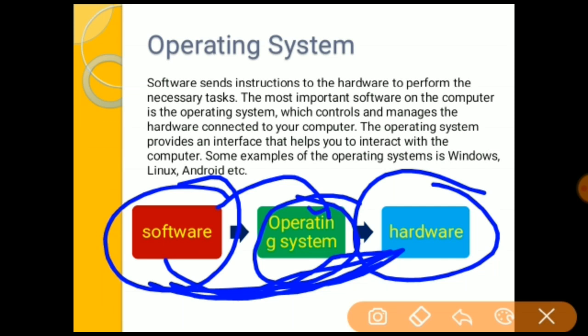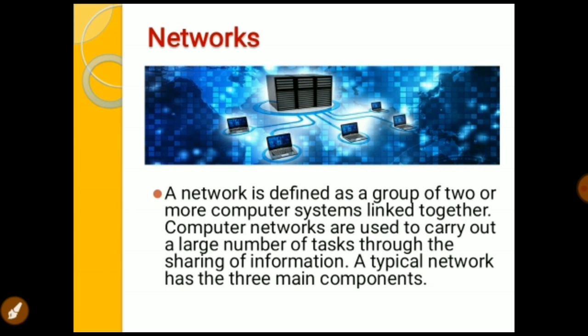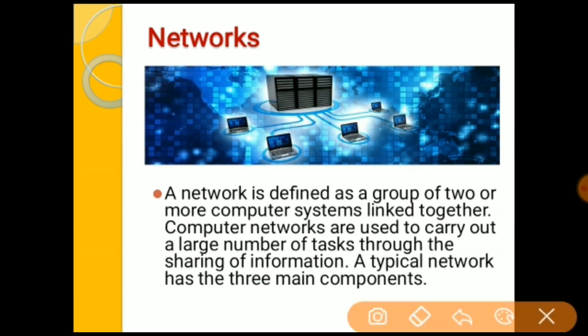Okay, next, network. A network is defined as a group of two or more computer systems linked together. Computer networks are used to carry out a large number of tasks through the sharing of information. A typical network has three main components. Networking means connectivity of two or more things linked together.